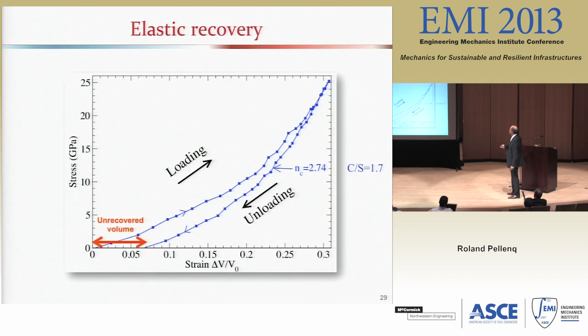One way to prove this is to do a loading, unloading of the structure. Push on it and remove the load, right? So you have the volume variation here. This is for a typical C over S of 1.7 that corresponds to a number of constraints of 2.7. And you see that when you unload the system, you have an unrecovered volume of 5%. So you do this for all of them, and you have this curve here.